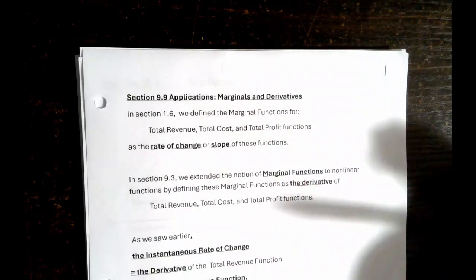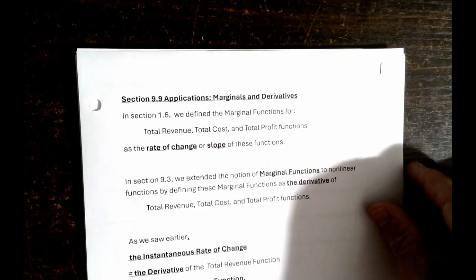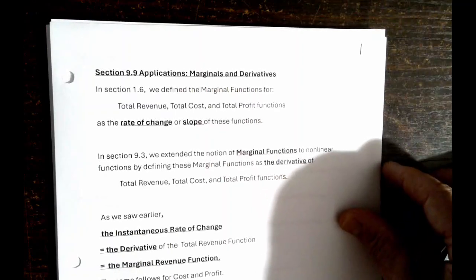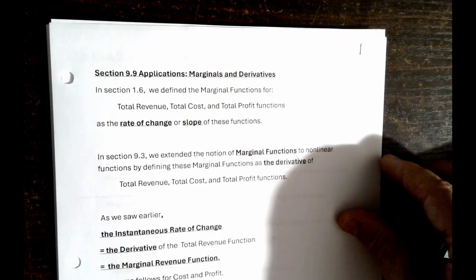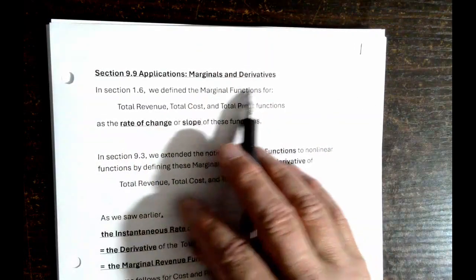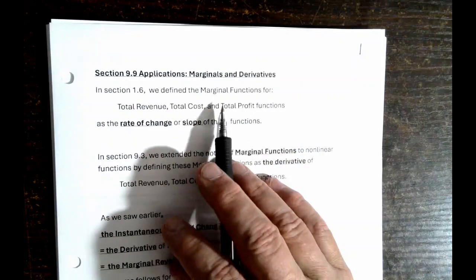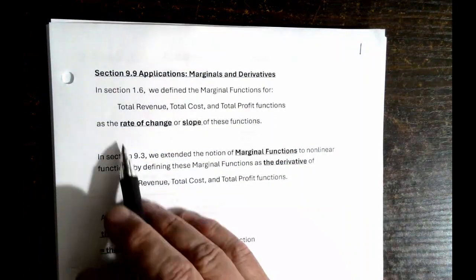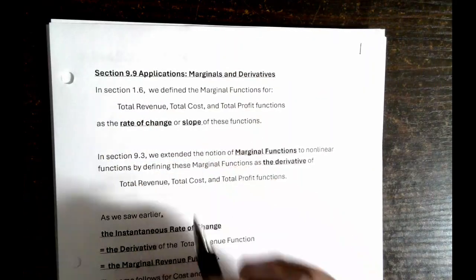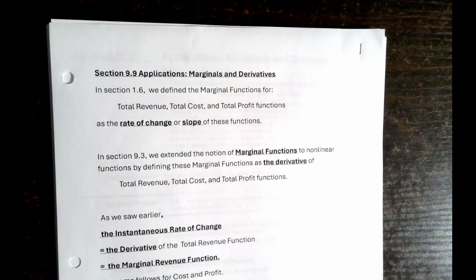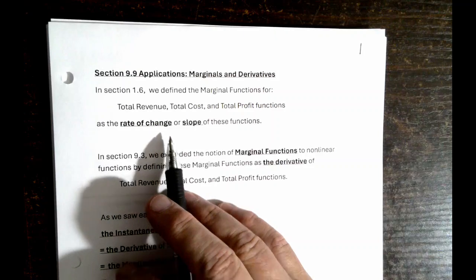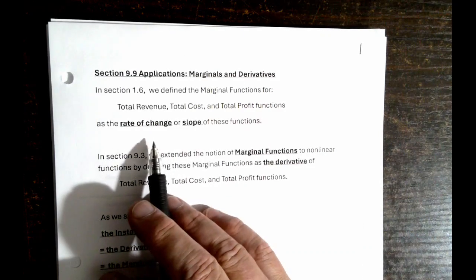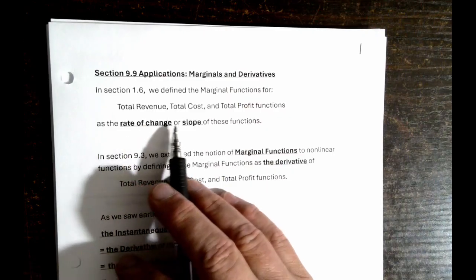All right, section 9.9 talks about applications of marginals and derivatives. Typically when they mean applications, they mean word problems. Now when they're talking about marginals and derivatives, they're talking about marginal revenue, marginal cost, and marginal profit. When you talk about revenue, cost, and profit functions, they're typically linear, but in this course you're going to be getting ones that are non-linear, meaning quadratic, cubic, quartic, degree 2, 3, and 4.